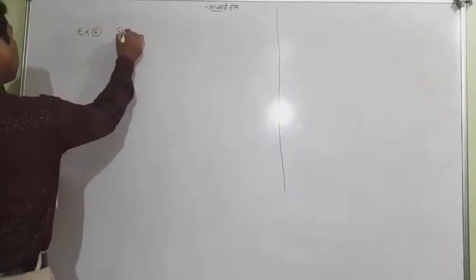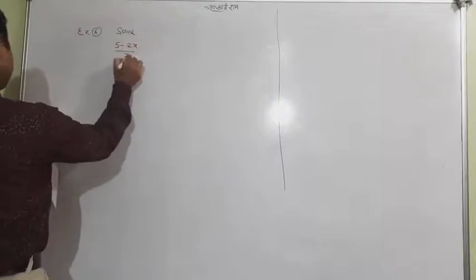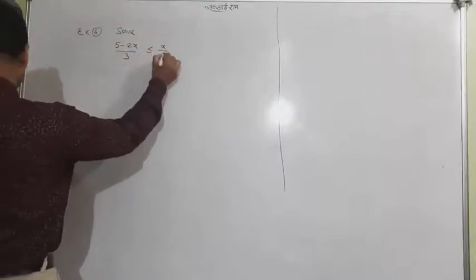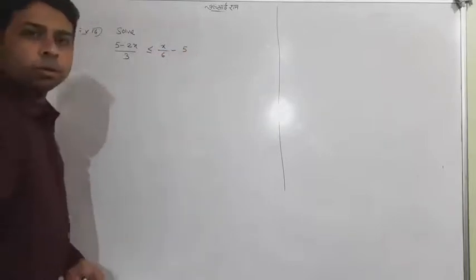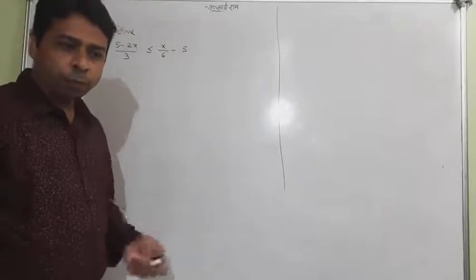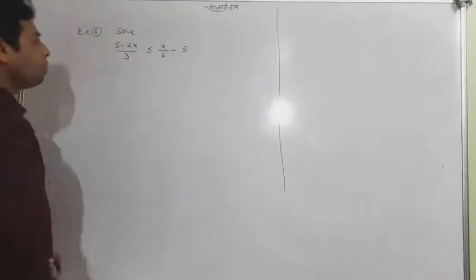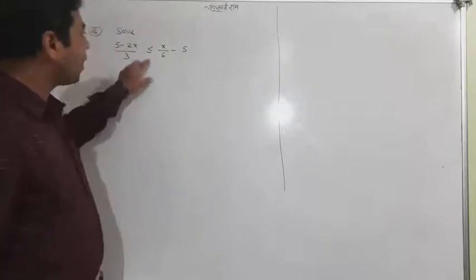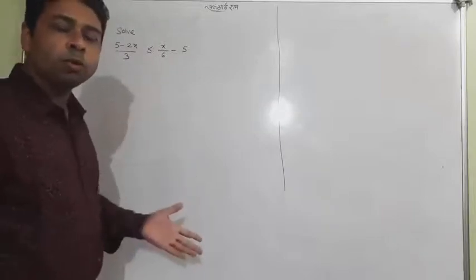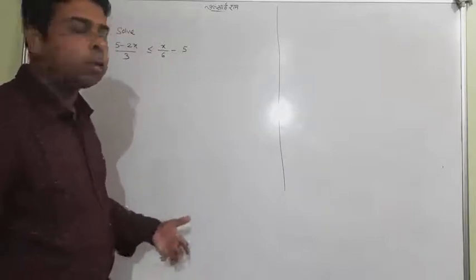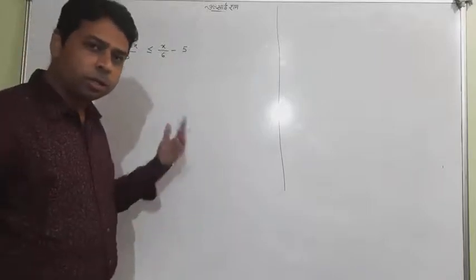4. The question says: solve (5 − 2x)/3 ≤ x/6 − 5. We just have to solve, meaning we have to find the interval of x. We start by treating it as an equation, as if it were only an equal sign. You take all the terms of x on one side and the constants on the other side and solve.